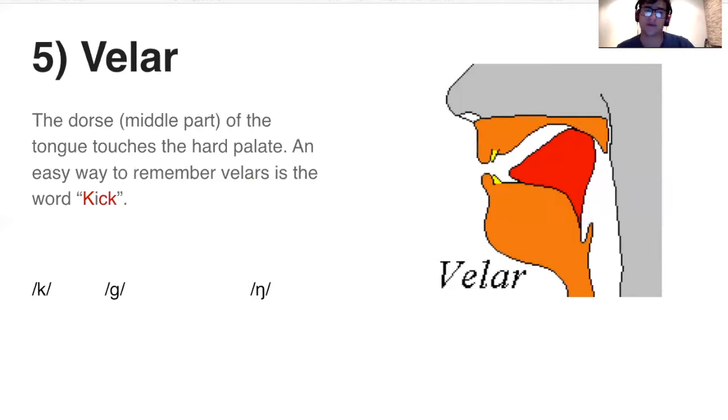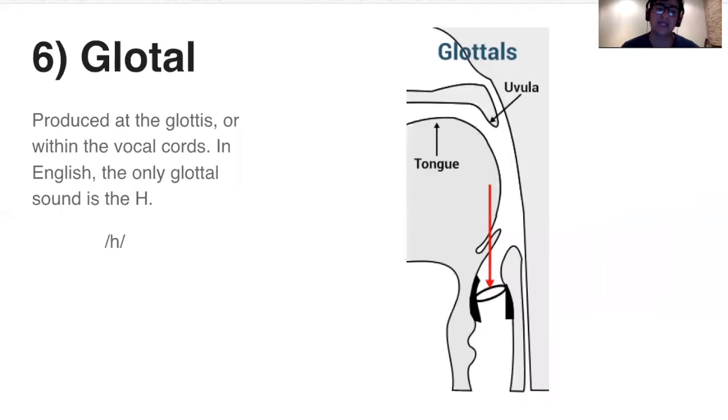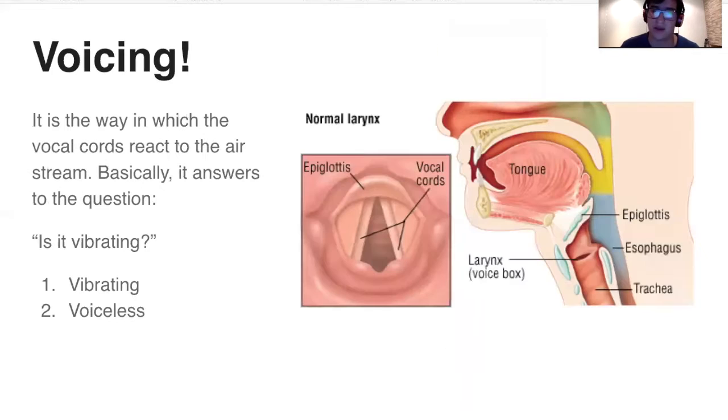Now the velar place of articulation is when the dorsum, which is the middle part of our tongue, raises to touch the hard palate. An easy way to remember this one is to say kick, because the k, k, k is a velar sound. Other sounds are the g and ng as in ring or ding. Now the last one is the glottal, produced out of glottis, which is pretty much inside our necks. It is also done between the vocal cords or the vocal folds. In English, it's pretty easy to remember because there's only one glottal sound, which is the h sound, as in high.